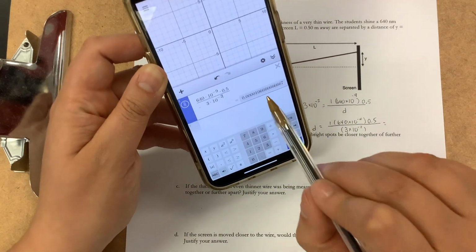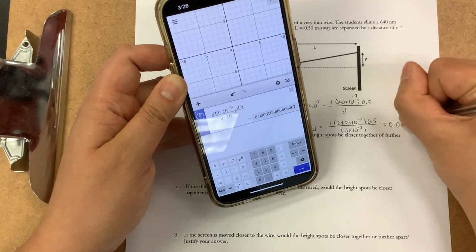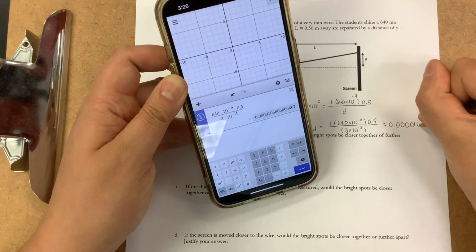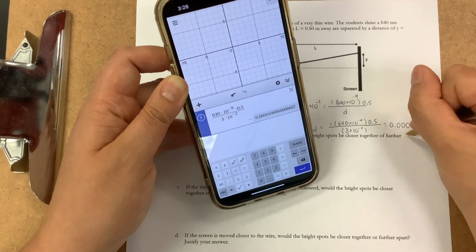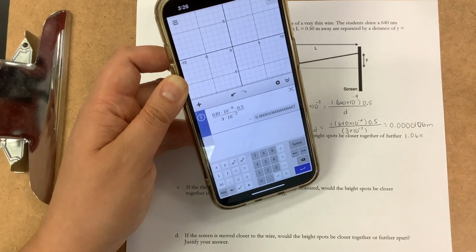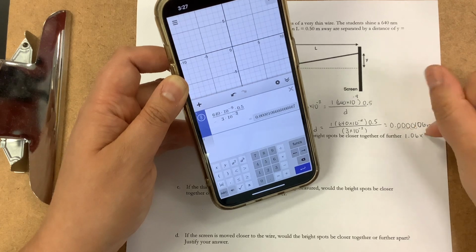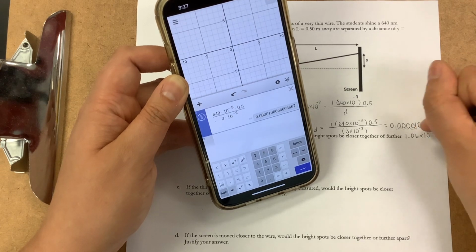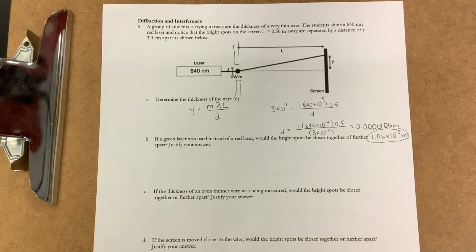As a check, D should be a very small number. This would be 4 zeros. So I would actually write this as 1.06 times 10 to the negative 5 meters. Your value for D should be a very small number. When we did this in the lab, these were so small that you couldn't see the little tiny openings. So D should be a small number.